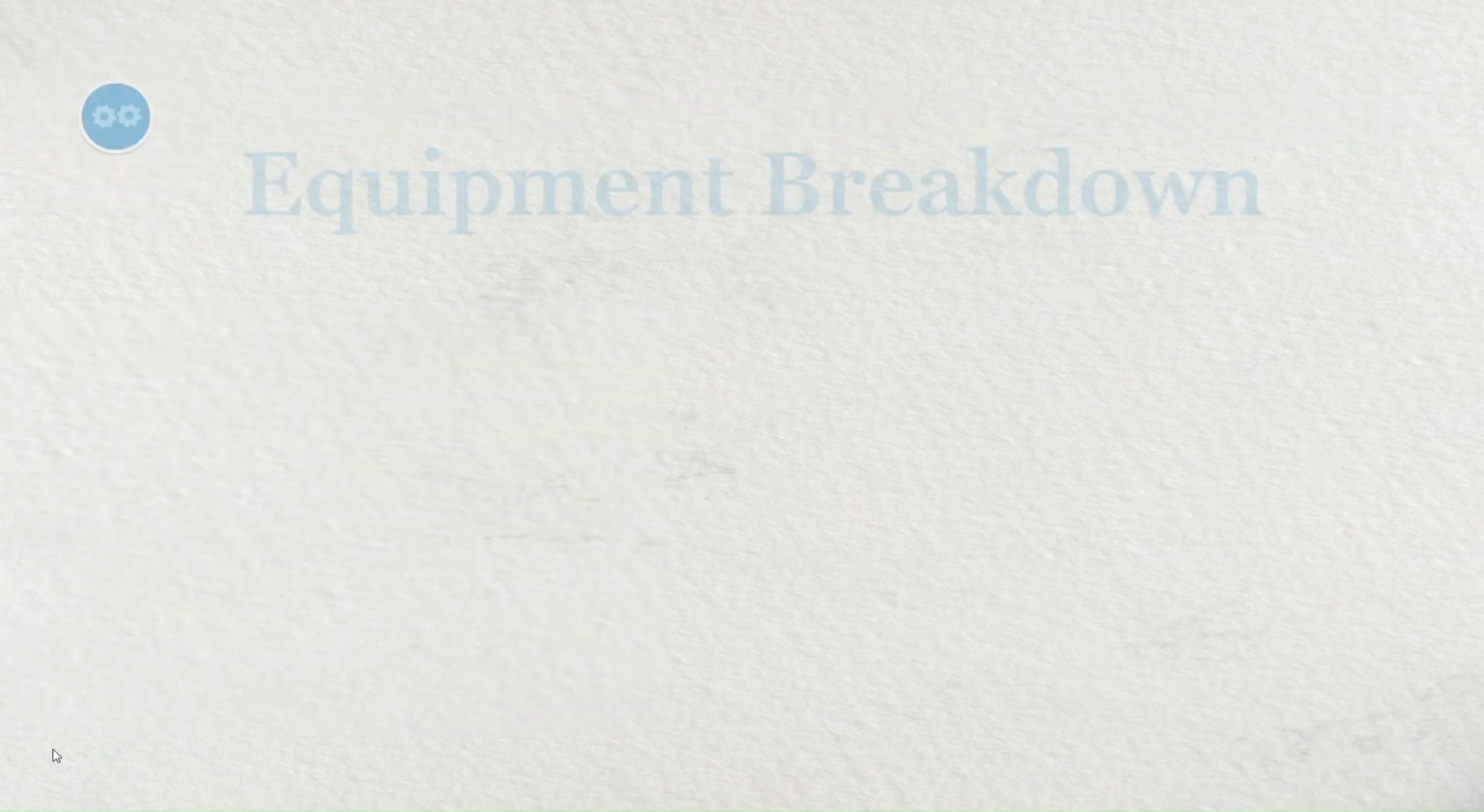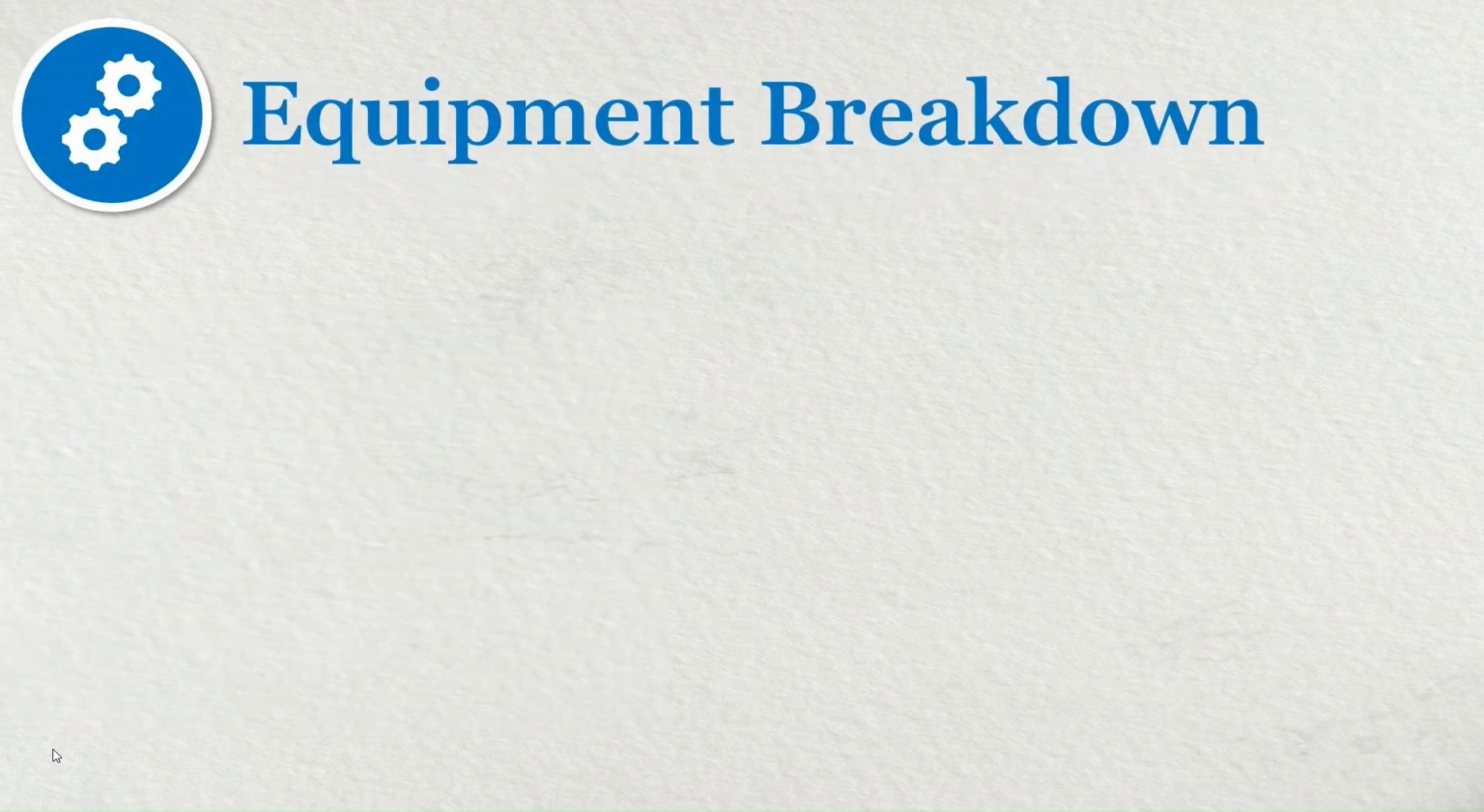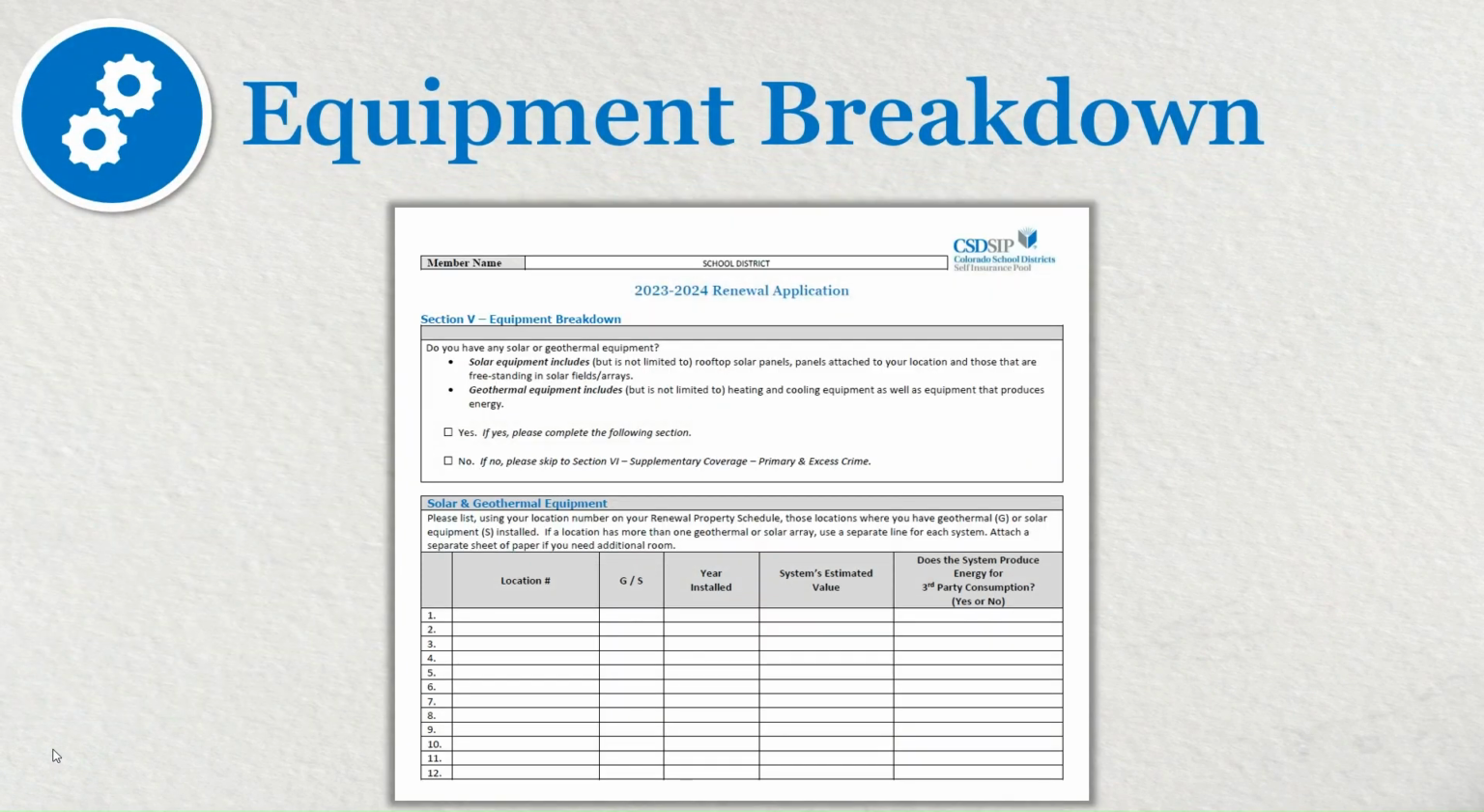Equipment breakdown. A recent addition to our renewal application, the equipment breakdown section is where we ask for information regarding solar panels and geothermal systems. This does include solar panels on your buildings and freestanding solar arrays on your property. This does not include leased solar panels or geothermal systems that you are not contractually required to insure.